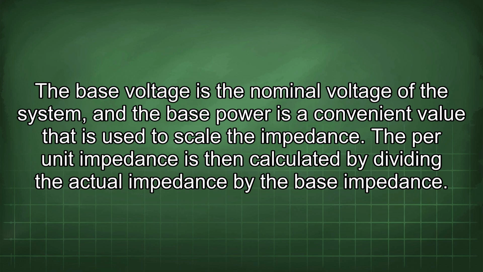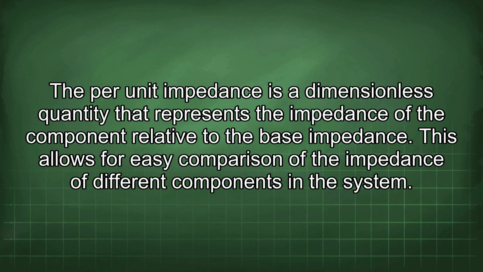The per unit impedance is then calculated by dividing the actual impedance by the base impedance. The per unit impedance is a dimensionless quantity that represents the impedance of the component relative to the base impedance. This allows for easy comparison of the impedance of different components in the system.